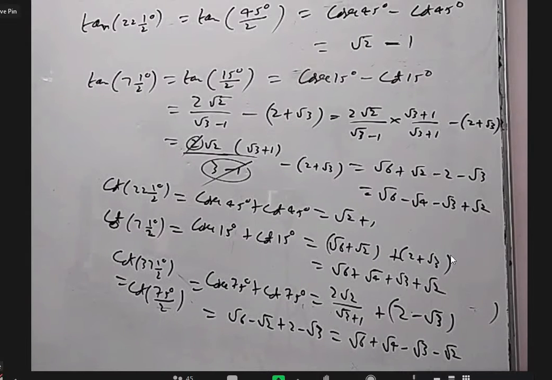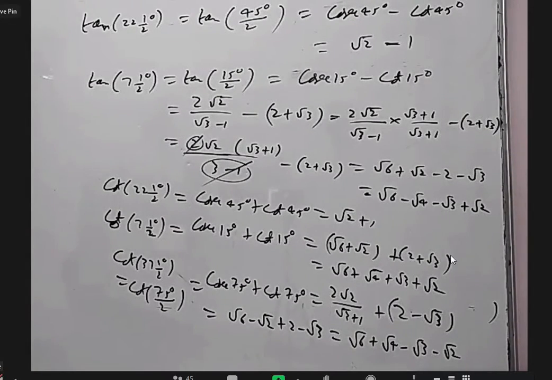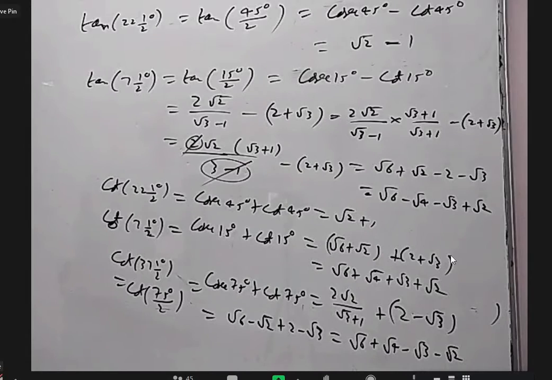Well, from this, cot theta by 2 and tan theta by 2, if they are cosec theta plus cot theta and cosec theta minus cot theta, respectively, we can say that the formula is there.